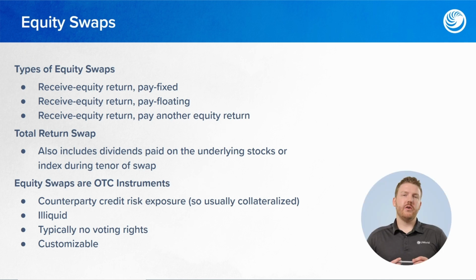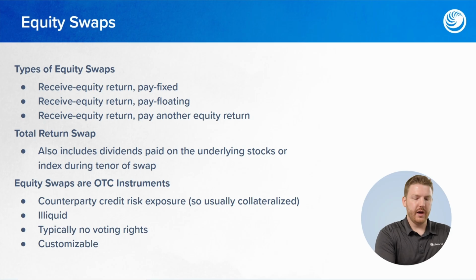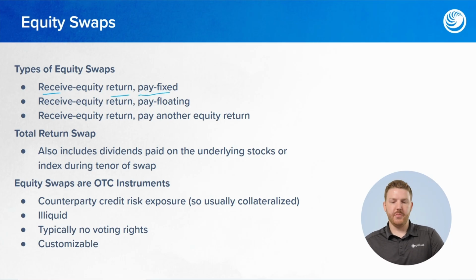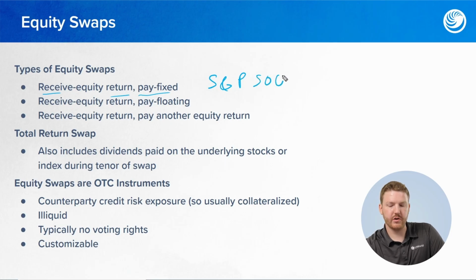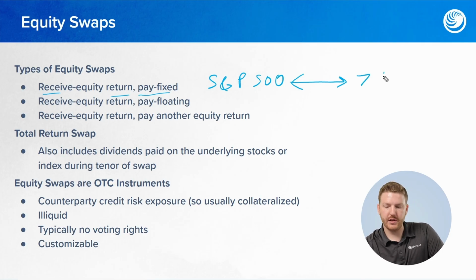We are going to go over three primary types of equity swaps. So we have all three listed right here. The first one is receive equity return and pay fixed. So in this example, we could say the person who is receiving the equity return, let's say they receive the S&P 500's return, and in exchange, they are paying someone else a fixed rate of, let's say, perhaps 7%.